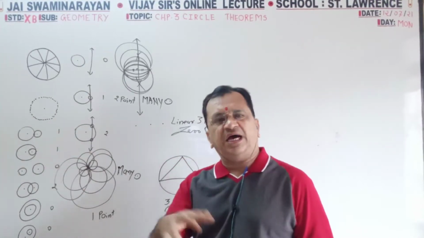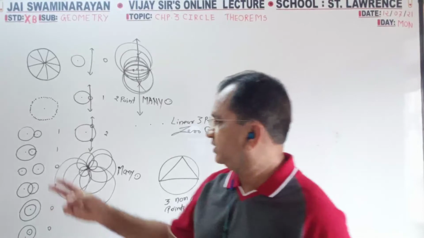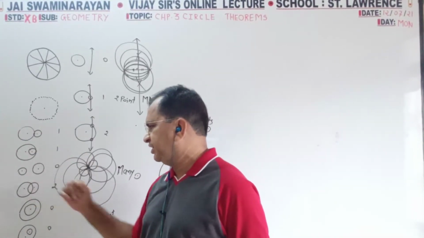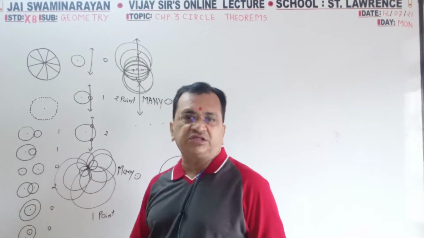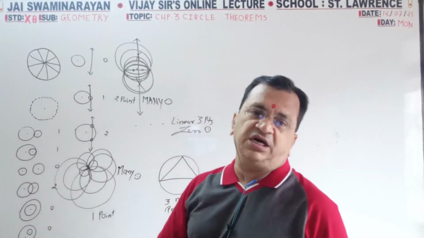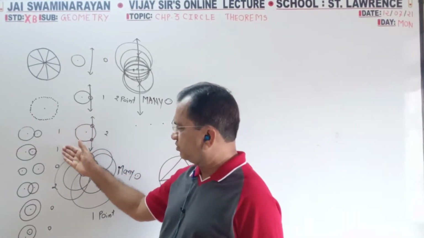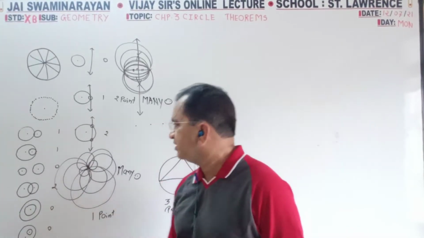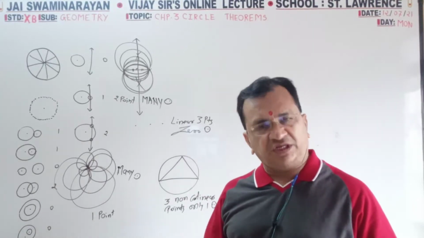Then a pair of two circles in different methods: external touching, internal touching, not touching, intersecting, same center. One circle is in another circle. How many common points? 1 common point, 2 common points, 0 common points.